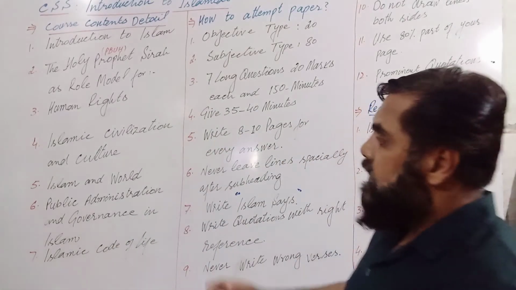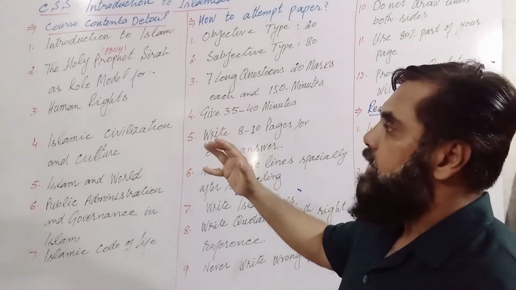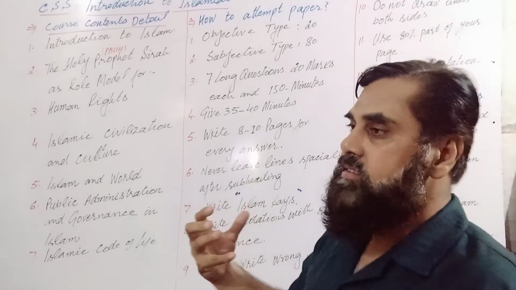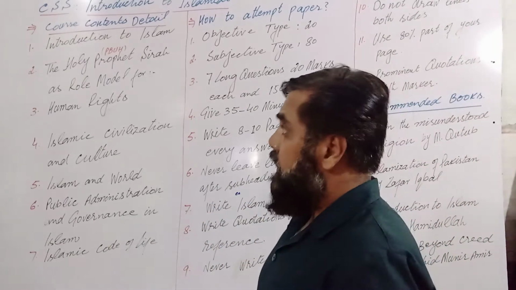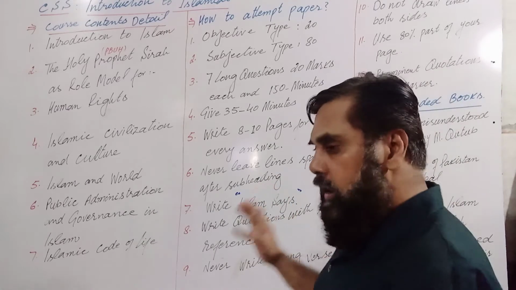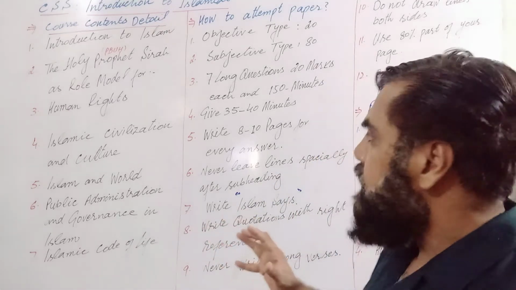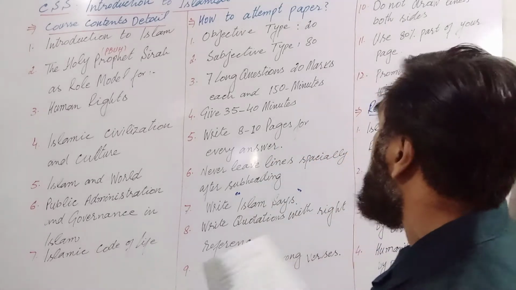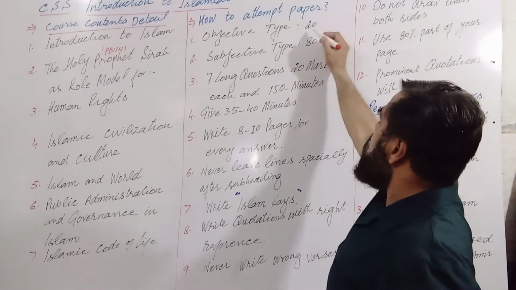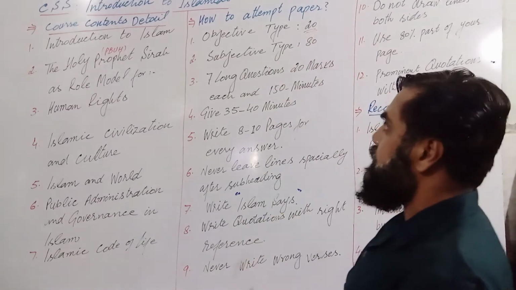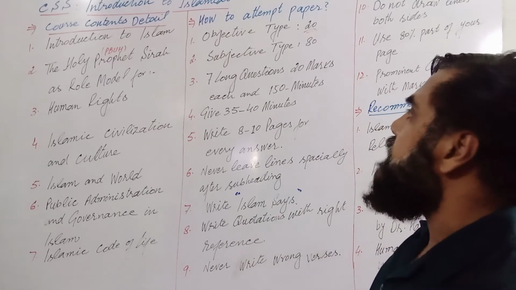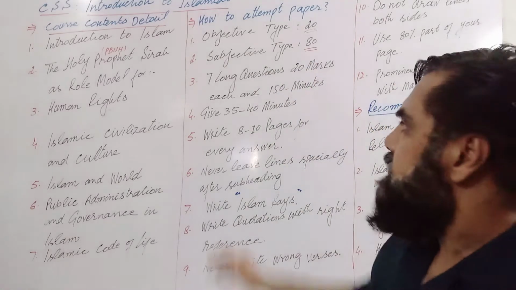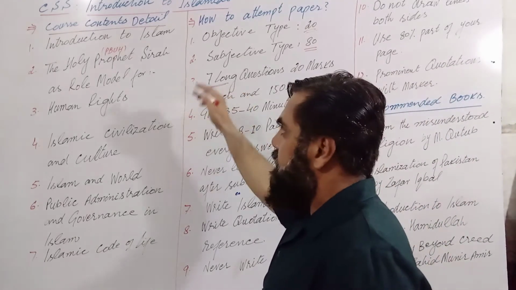First of all, there are seven extensive topics that we will have to prepare for our CSS Islamic Studies paper. You know that 100 marks are total for this paper. 30 minutes will be given for your 20 objective type questions, and 80 minutes will be given for your subjective type paper. There will be seven long questions that we will discuss later.